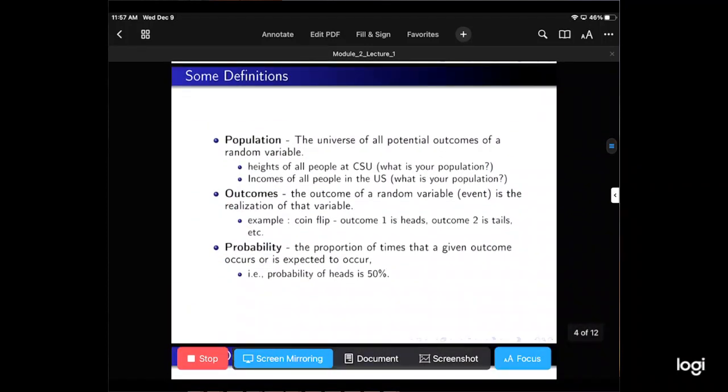Some more definitions. The population. For this course, when we talk about the population, we're going to be talking about the universe of all potential outcomes of a random variable. So if we're trying to figure out what's the average height of people at CSU, our population would be the people at CSU, everyone at CSU.